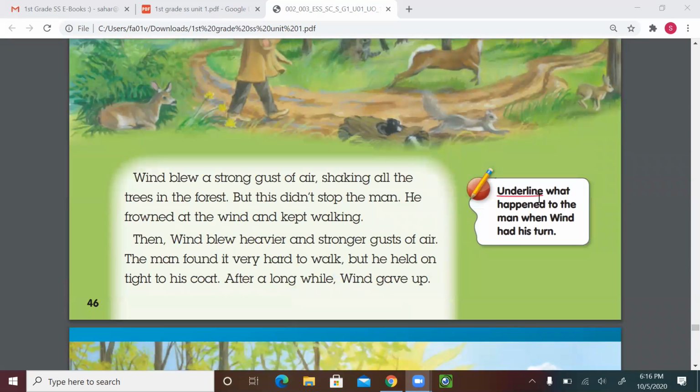All right, over here, underline what happened to the man when the wind had his turn. Remember, the wind went first. So what happened? The man, very good, frowned at the wind and kept walking. And then what happened? When the wind blew even heavier, he did not take off his coat. As a matter of fact, he held on to his coat.